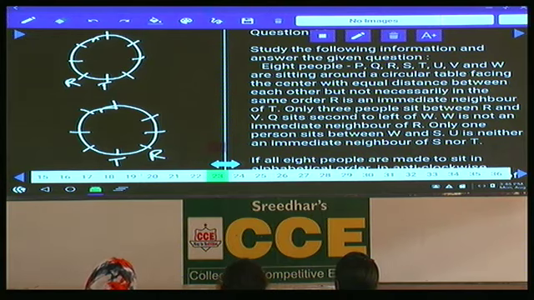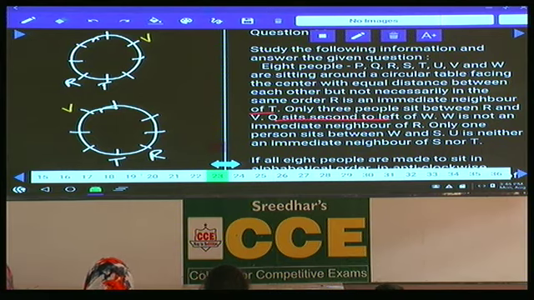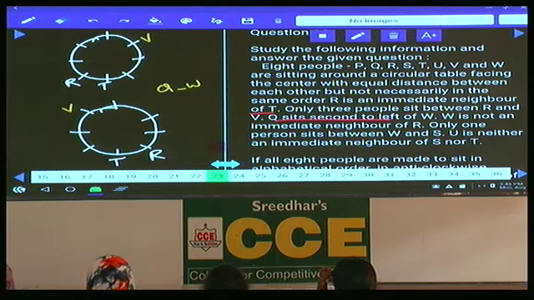R is an immediate neighbor of T. Only three people between R and V. Only three people between R and V is nothing but they are opposite to each other. Among these 8 persons, 3 persons in between means opposite. And Q sits second to the left of W. Q is seated second to the left of W. As of now, we cannot represent the data because Q sits second to the left of W. We have two cases. Then W is not an immediate neighbor of R.